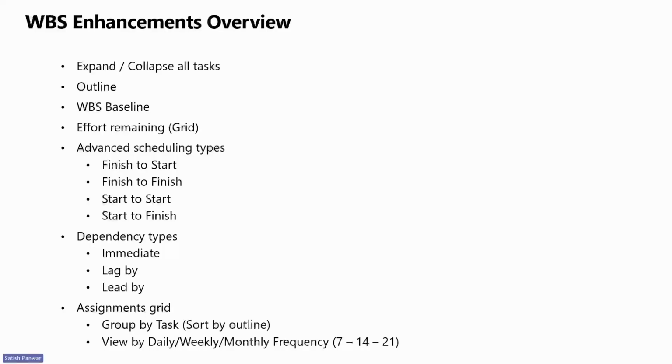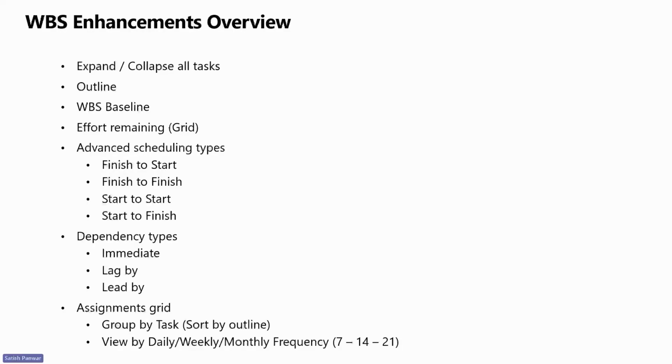Within the last few releases, we have made a lot of enhancements to the work breakdown structure, including expanding and collapsing of all tasks within the WBS. The outline column existed earlier, but is now made visible on the assignments grid tab. WBS baseline is supported. Effort remaining can be updated directly on the grid rather than going to the assignments tab. Work breakdown structure now supports a premium feature that includes 4 dependency types and 3 delay types.